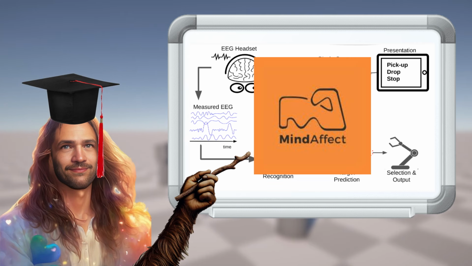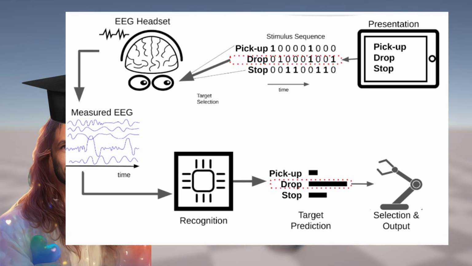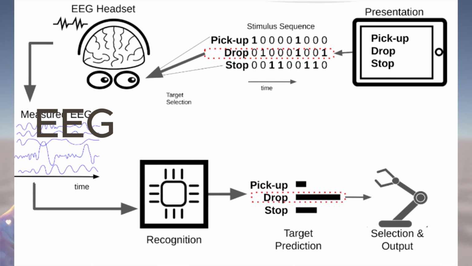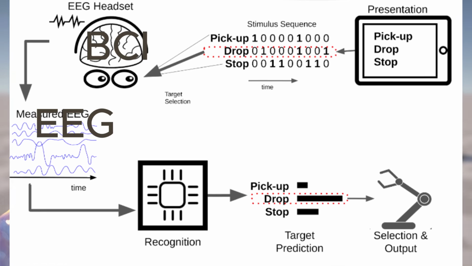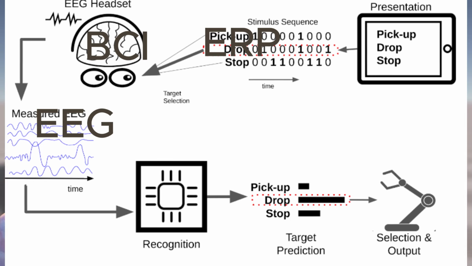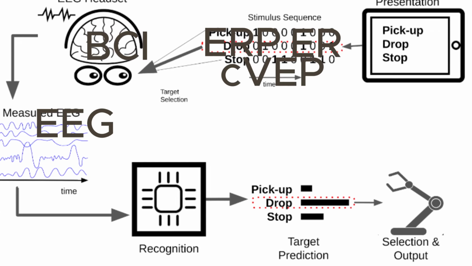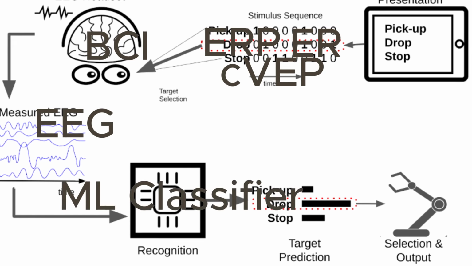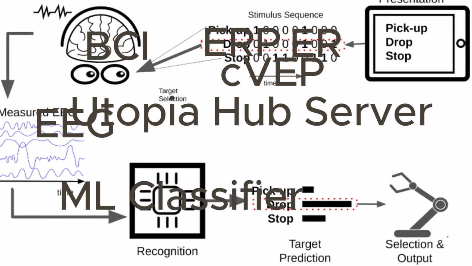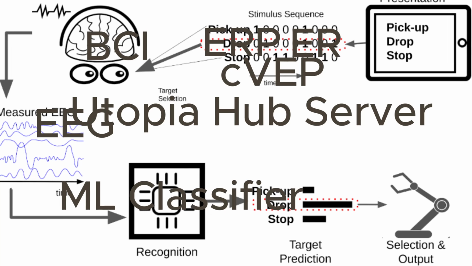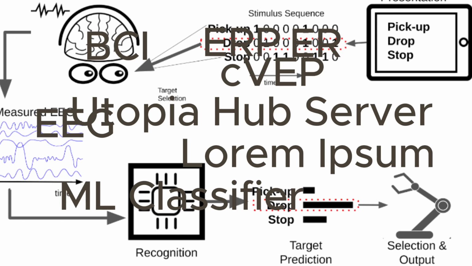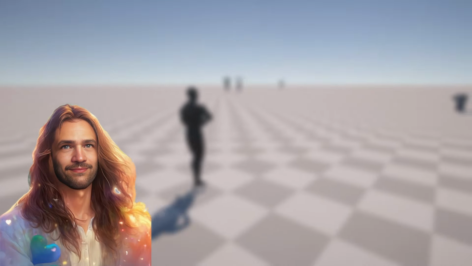But how does the mind control actually work? For this concept we are using MindAffect BCI. MindAffect uses the electroencephalogram signal that is measured by a brain-computer interface, then uses the paradigm called event-related potential, or shorter, evoked response. But we will be using visual evoked potential. This is a method that allows us to make a signal. I will simplify.